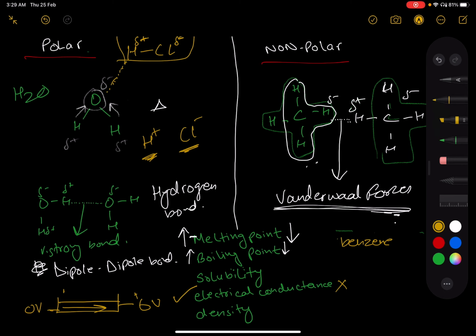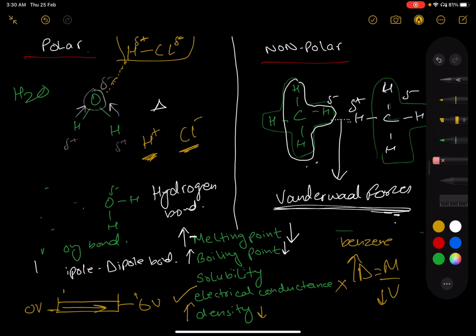Density. Now, polar molecules generally tend to have higher density than non-polar molecules. Why is that? Well, it's simple: because the bonds are stronger, they are more compact. And as we know, density equals mass upon volume. A compact thing has less volume, so the density increases. So polar molecules have higher density, whereas non-polar molecules have relatively lesser density.